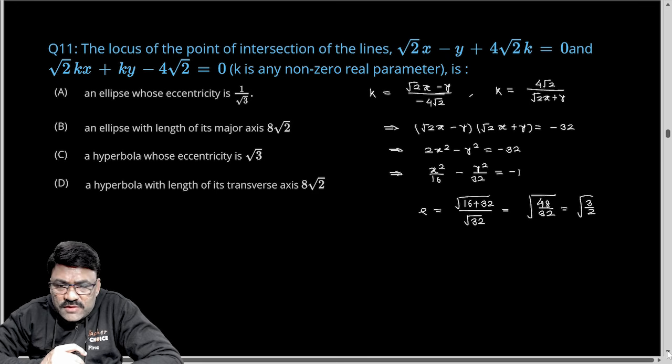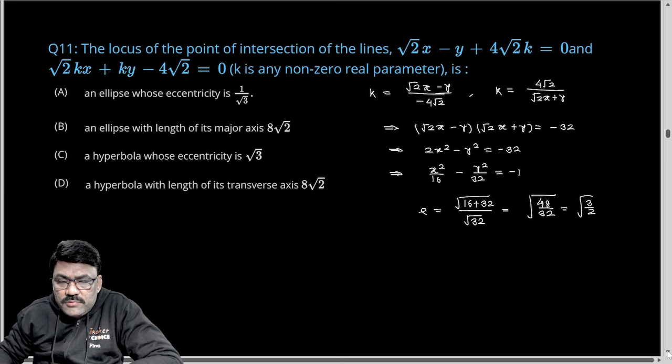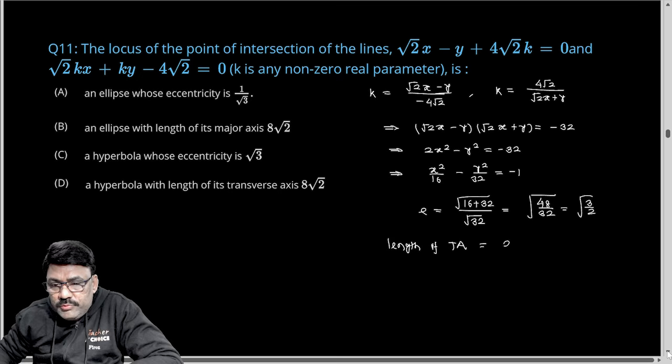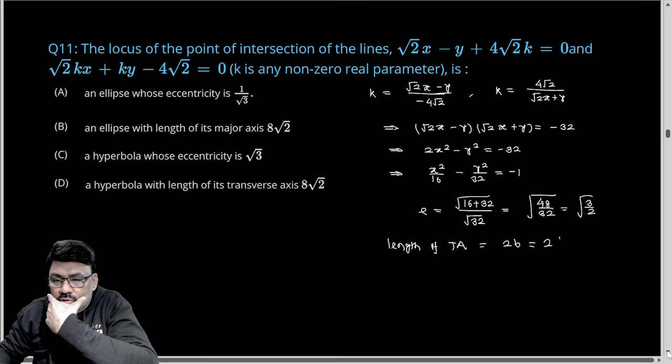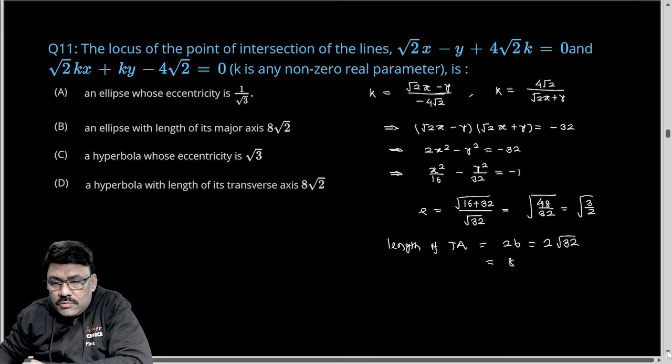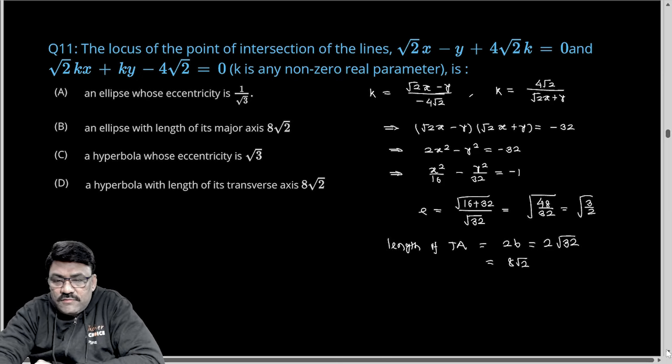And what is the length of transverse axis of the hyperbola? Length of transverse axis, TA means transverse axis, that will be 2b here. So that will be 2 times under root 32. And under root 32 is 4 root 2. So it is 8 root 2. So hence D option is the correct option here. The locus is a hyperbola with the length of transverse axis as 8 root 2.